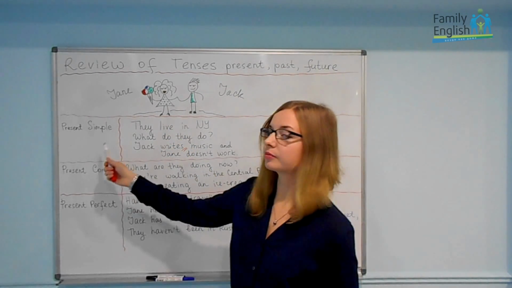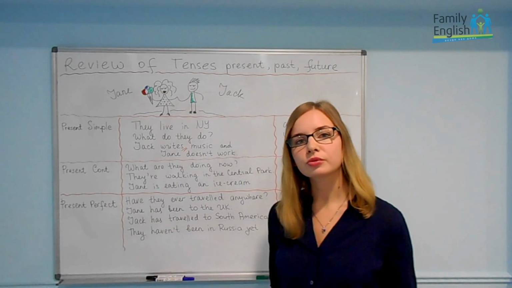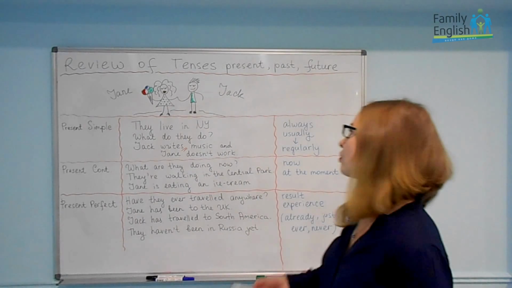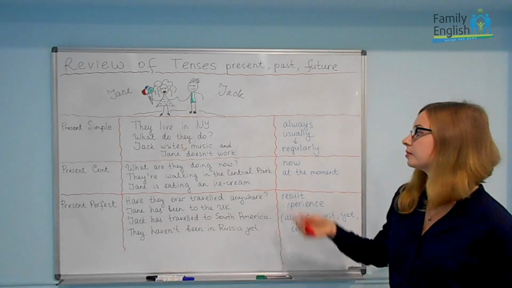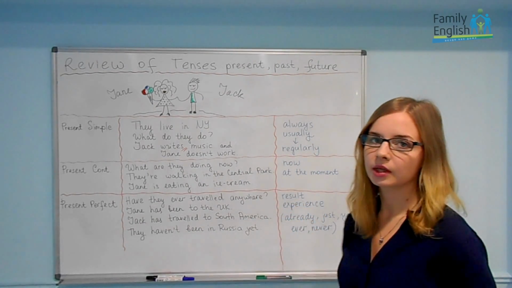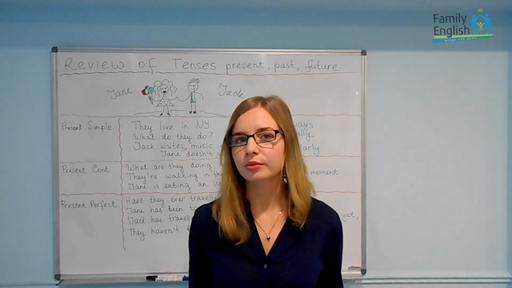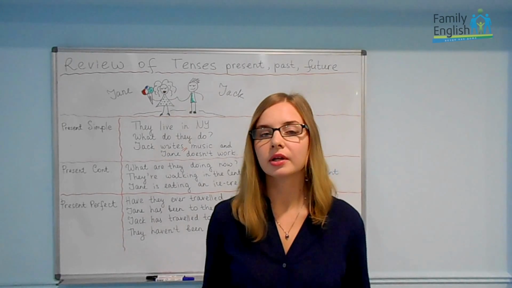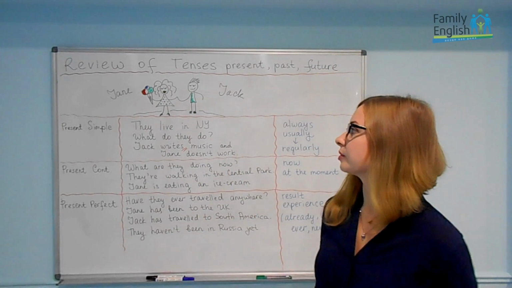So at first, present simple. When do we use it? For things that happen usually or always. That means regularly. Once a week, twice a week, once a year, from time to time, maybe never. Let's look at the examples.